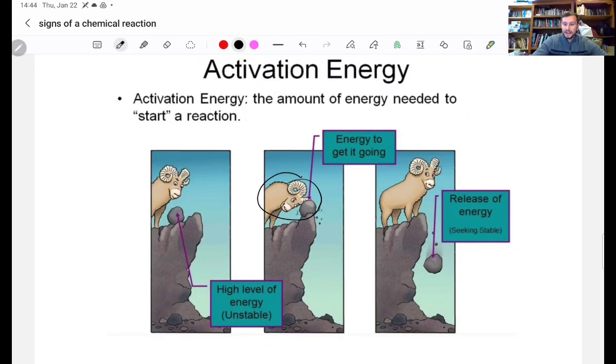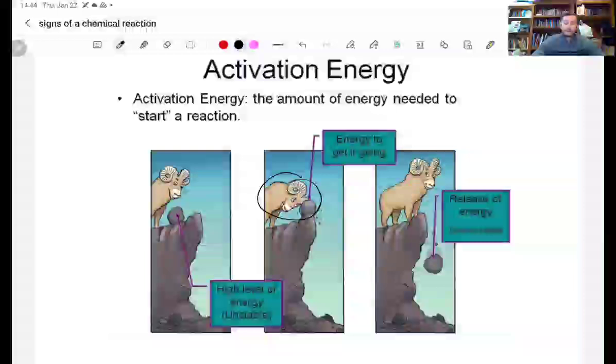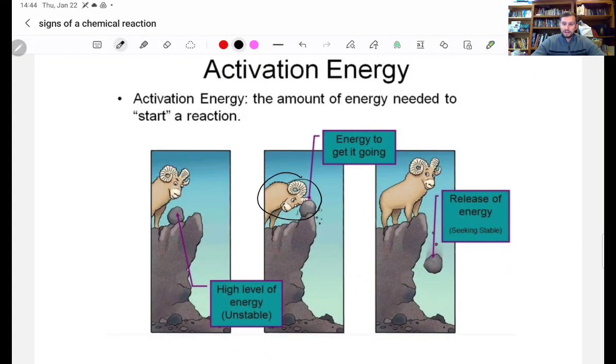But there's always an activation energy, even if it's exothermic, because if you recall the transition state, tell the person next to you what the transition state is. Okay, you should have paused. Tell the person next to you.